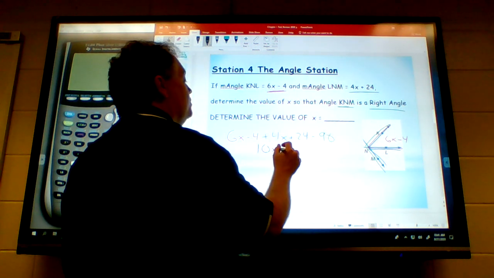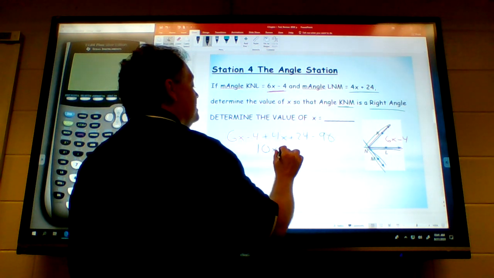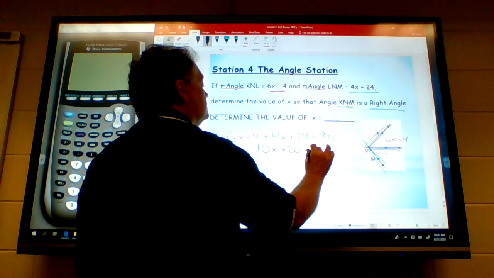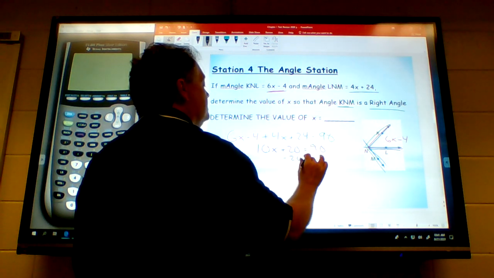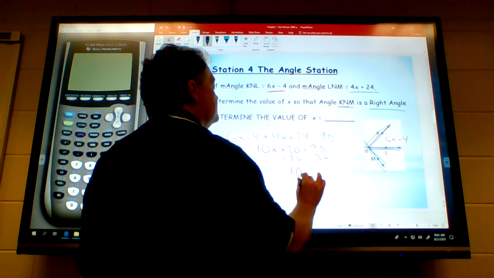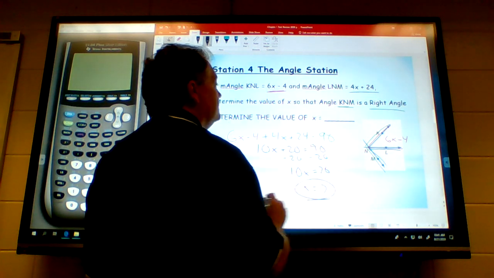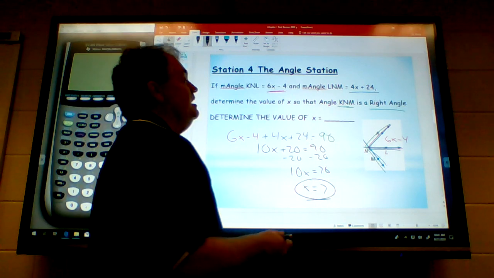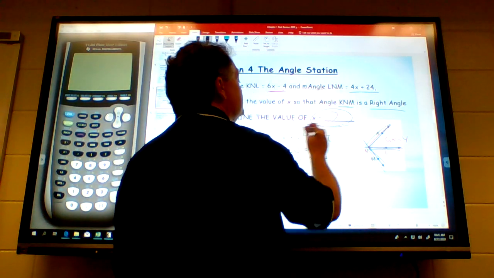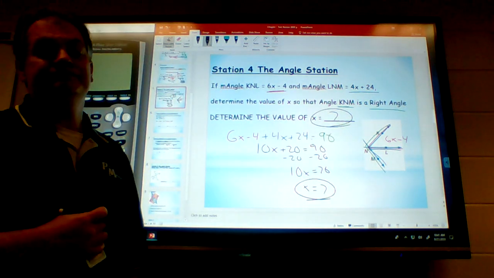Then negative 4 plus 24 is going to be plus 20. Then I subtract 20. So 10x equals 70. So x equals 7. And this time, all it asks for is a value of x. So I don't have to do anything else there. I just simply say x equals 7.